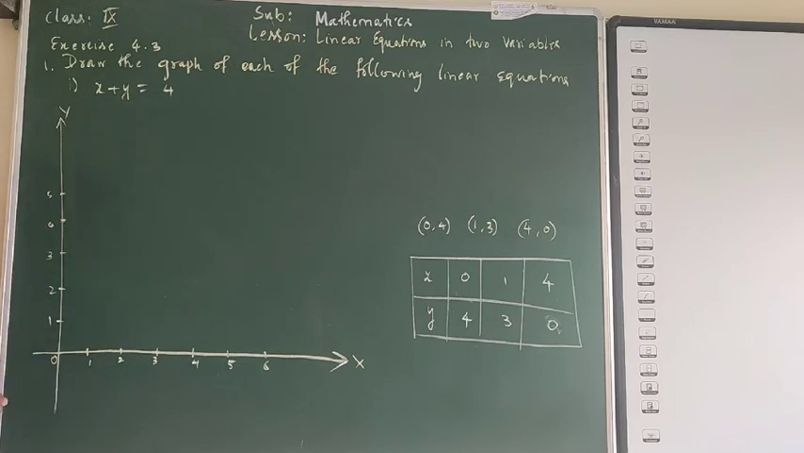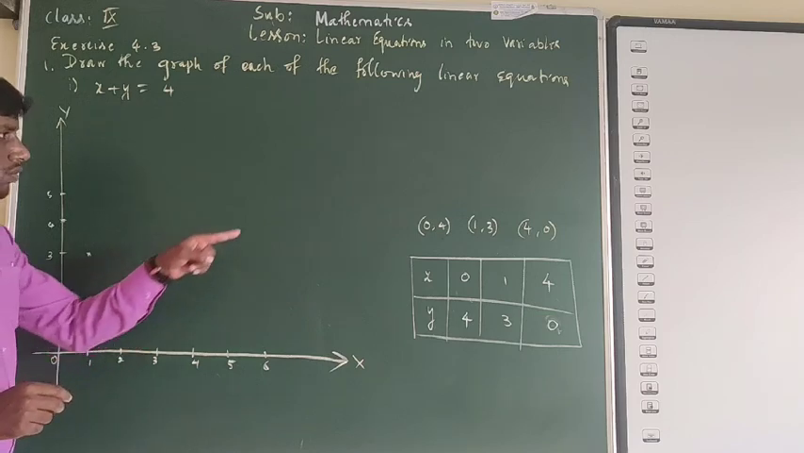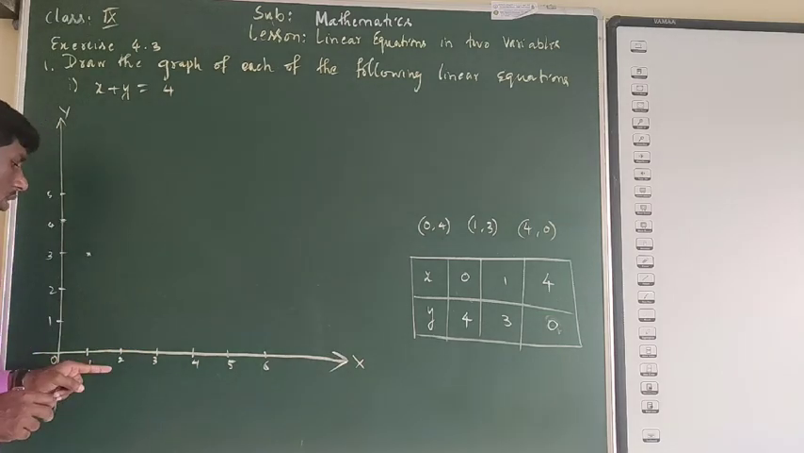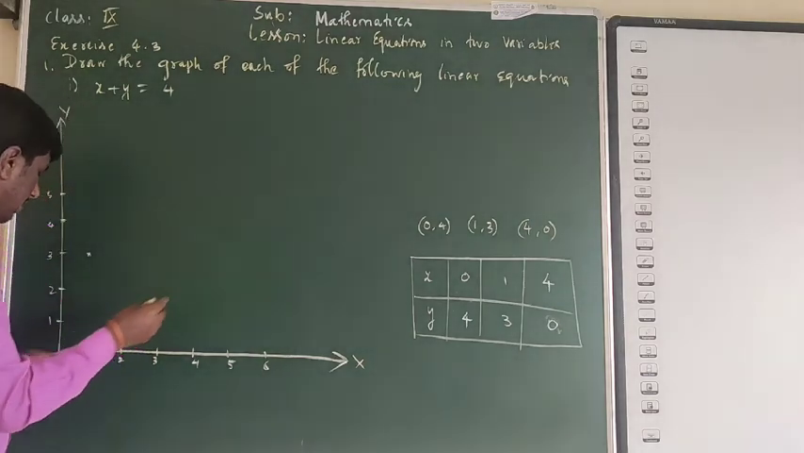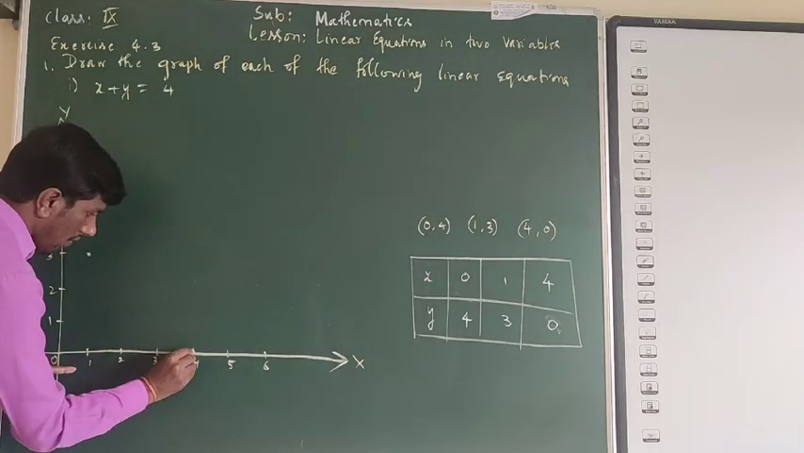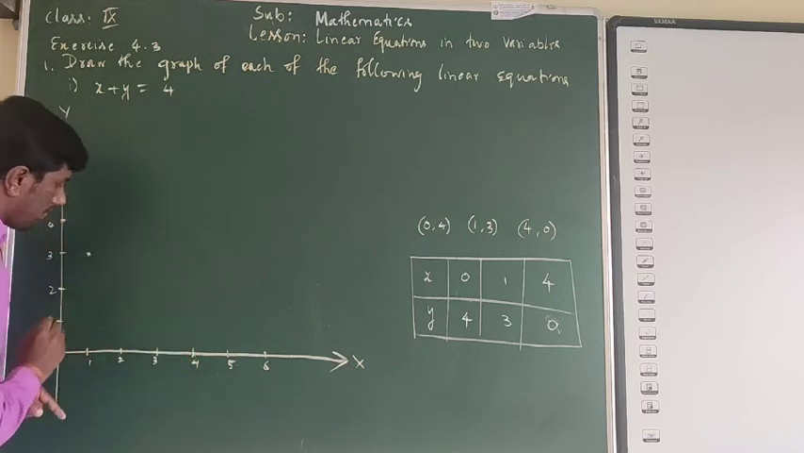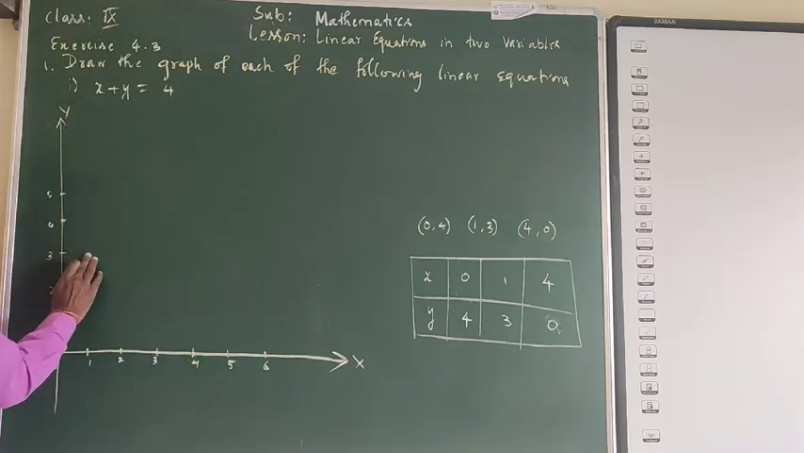Correct? Next, 1, 3. That is x is 1, y is 3. This point, correct? Now, 4, 0. Because the y value is 0, that point will lie on the x-axis. Where do we have the 4? There we should mark it. That's it. Right? So, what are the 3 points we are getting?